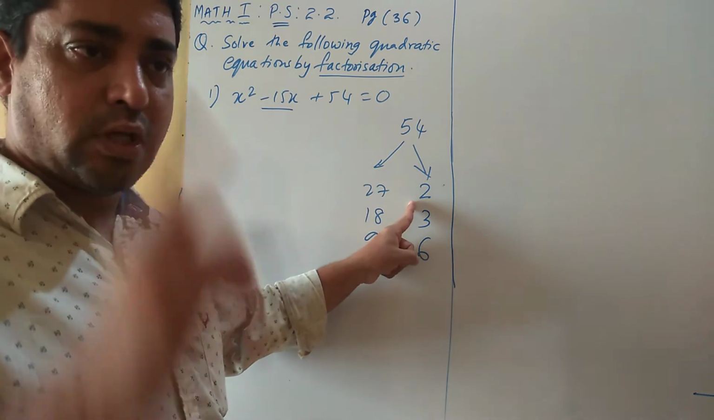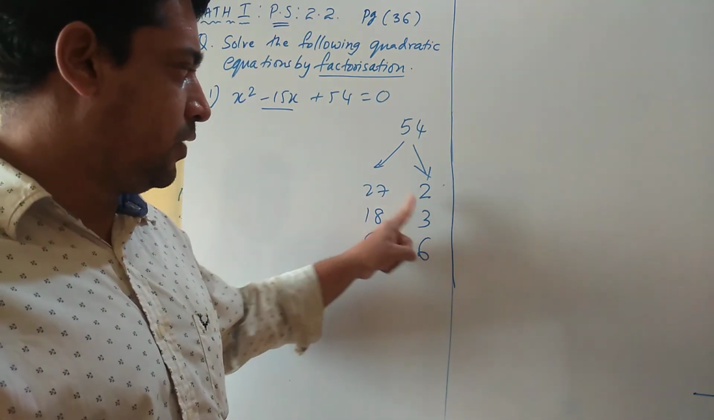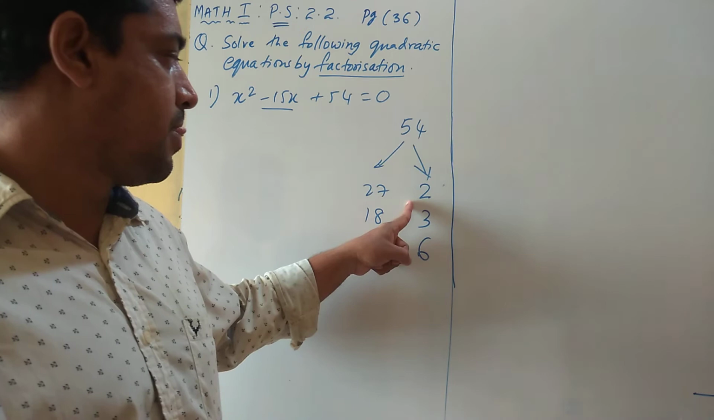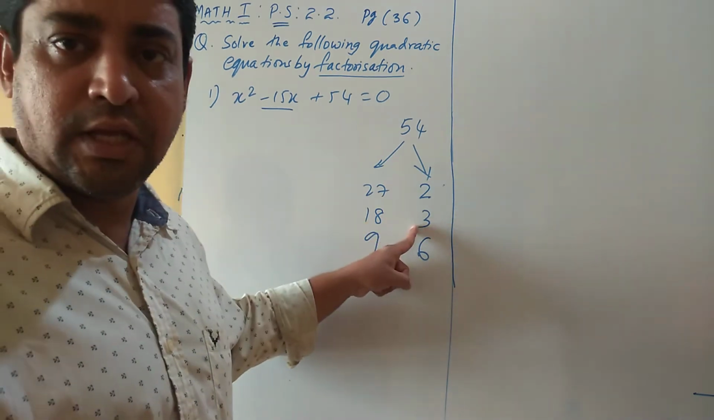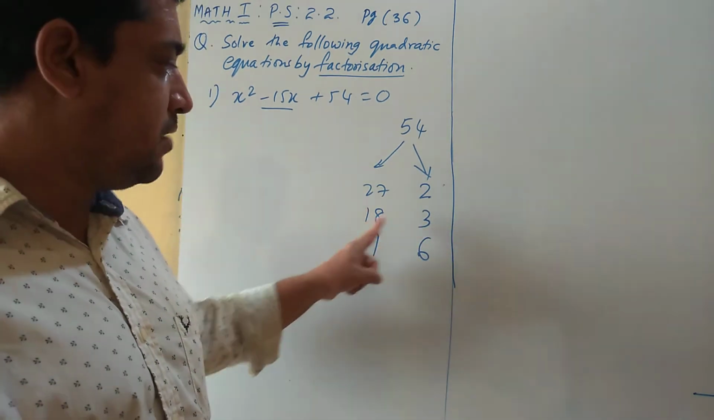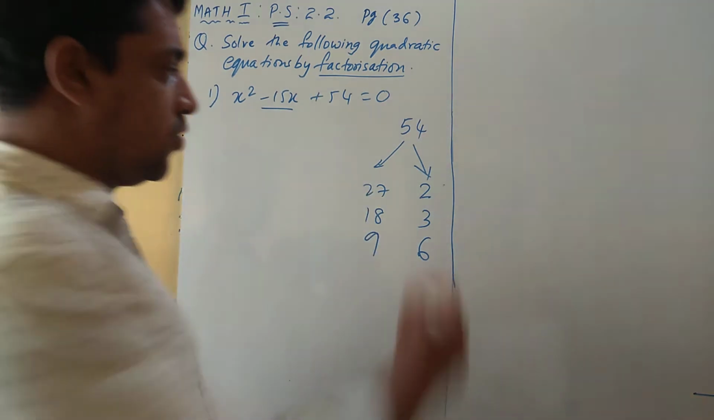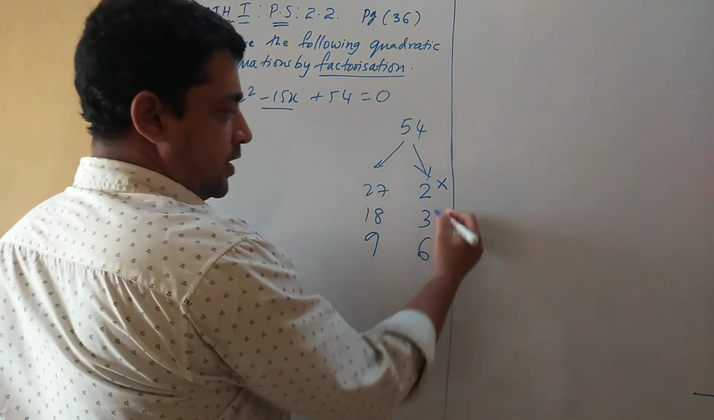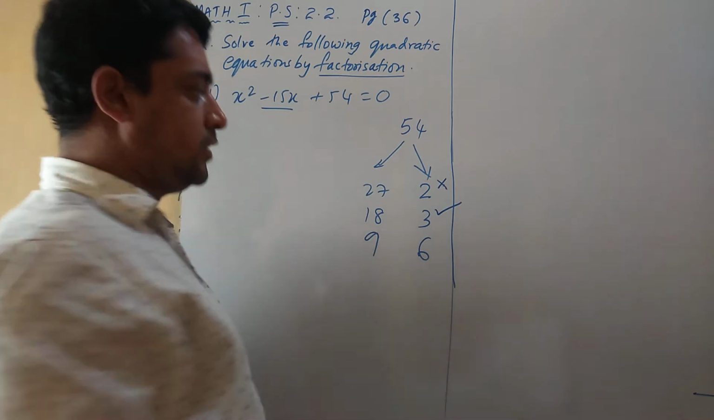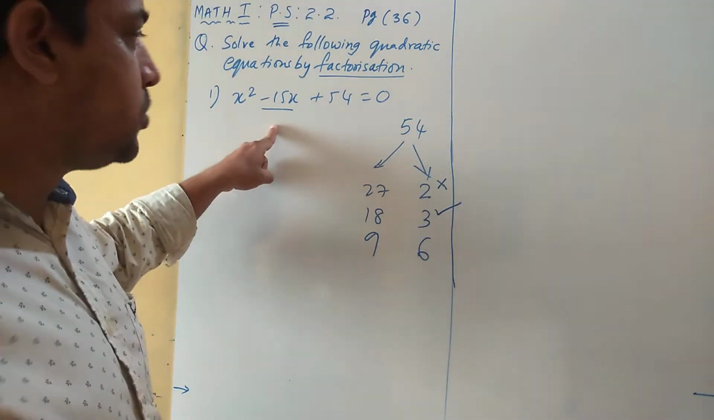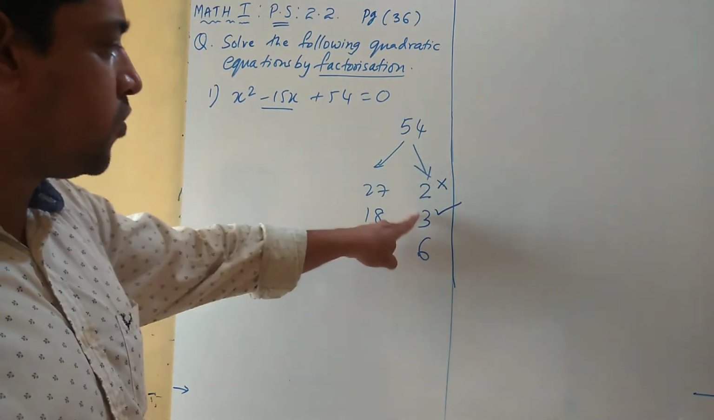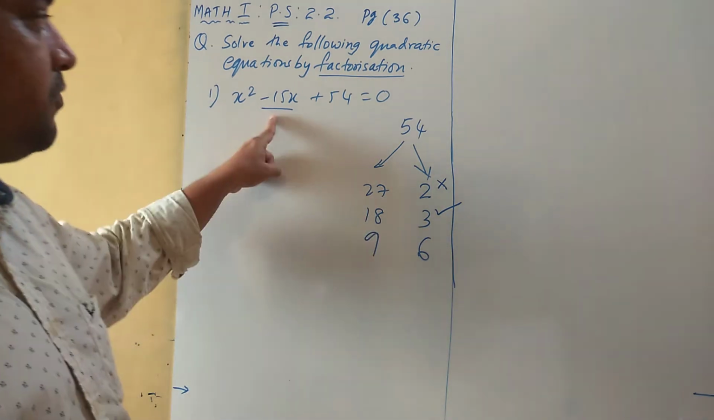27 plus 2 is 29. 27 minus 2 is 25. Similarly, 18 plus 3 is 21. 18 minus 3 is 15. So this is not correct. But here your answer matches with whatever rules I have explained. I am getting 54 also, and if I am subtracting, I am getting 15 also.